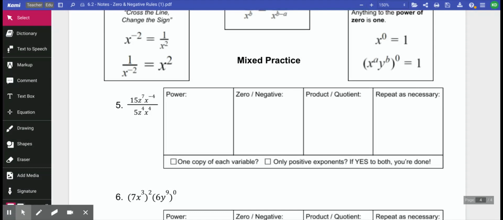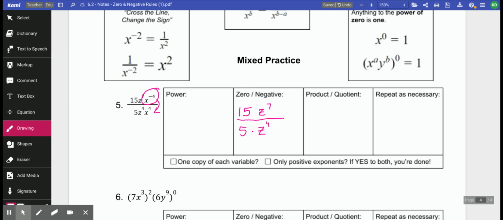All right, here's some more examples where we put everything together. So here are all of our rules. So this would be a good page to print out if you want to practice. Okay, and we have our graphic organizer. So we're going to go through each of these rules. So we're going to do our power rule, any 0 or negative rules, product or quotient rules, and then if we have to repeat, we can repeat anything. Okay, so power rule. I don't see any power rule because that would be parentheses.